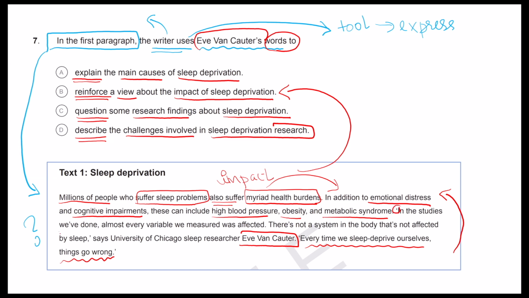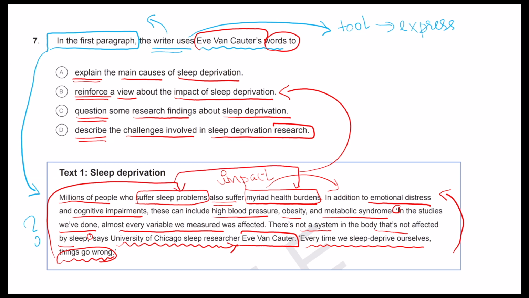In the studies we've done, almost every variable we measured was affected. So the quote doesn't close there, it closes here. There's not a system in the body that's not affected by sleep. Who says this? University of Chicago sleep researcher Eve Van Cotter. Every time we sleep deprive ourselves, things go wrong, which means there are problems and there are health burdens.